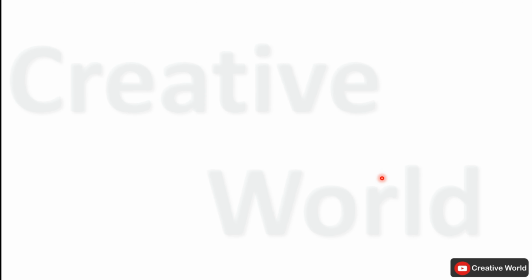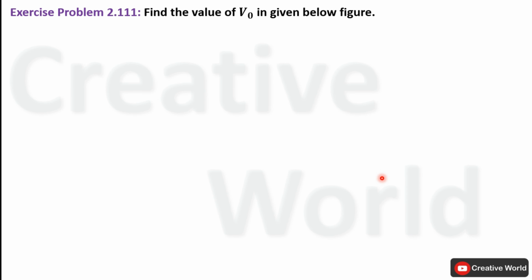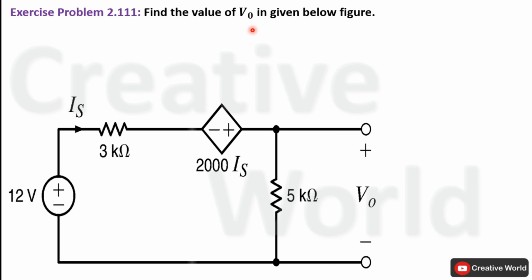Now move towards the problem. Exercise problem number 2.111. Find the value of voltage V0 in the given figure. This is the circuit diagram of the given problem. Inside this network, we have to find the value of voltage across this 5 kilo ohm resistance that is labeled as V0. So without wasting time, let's proceed towards the solution.